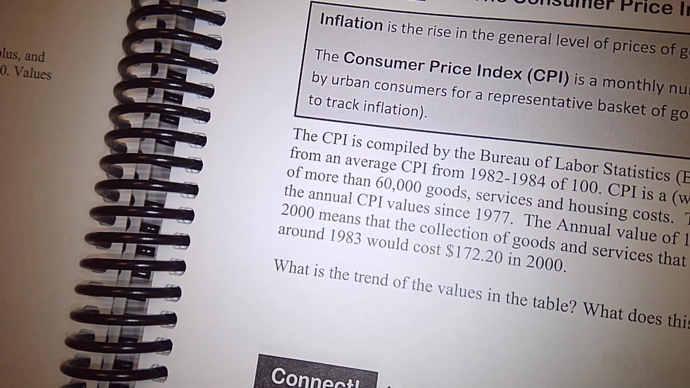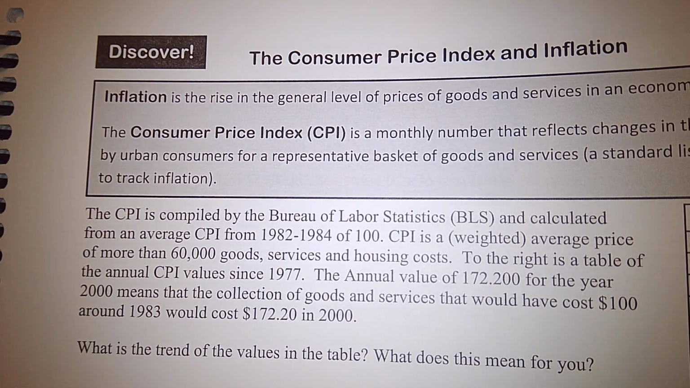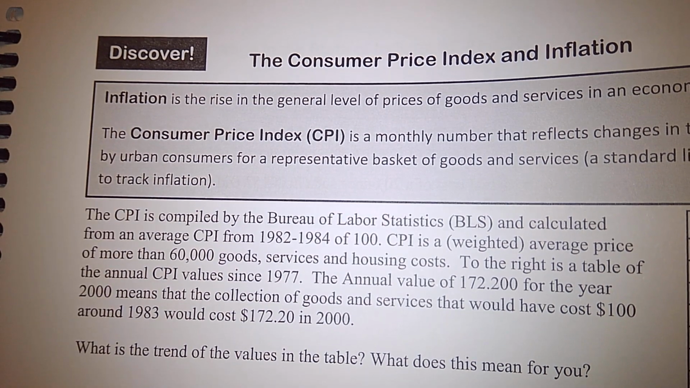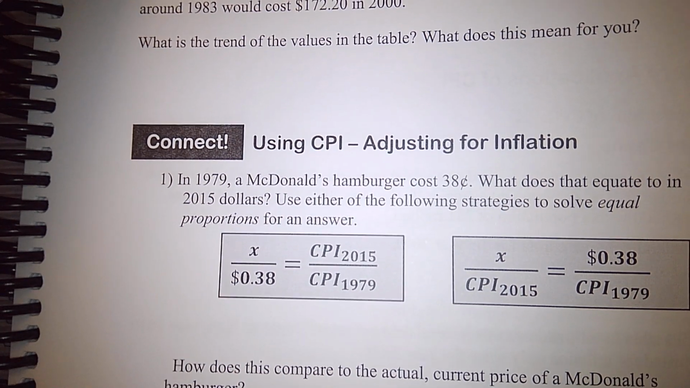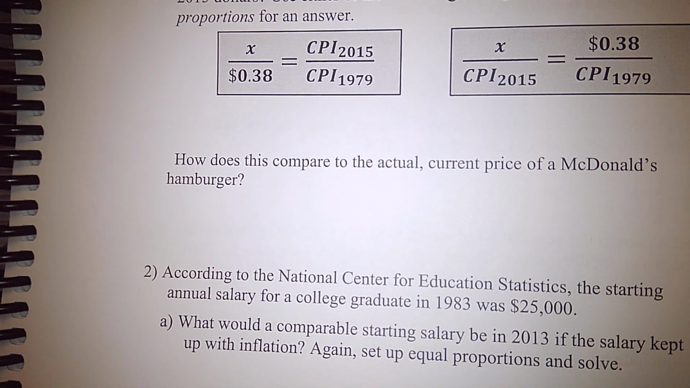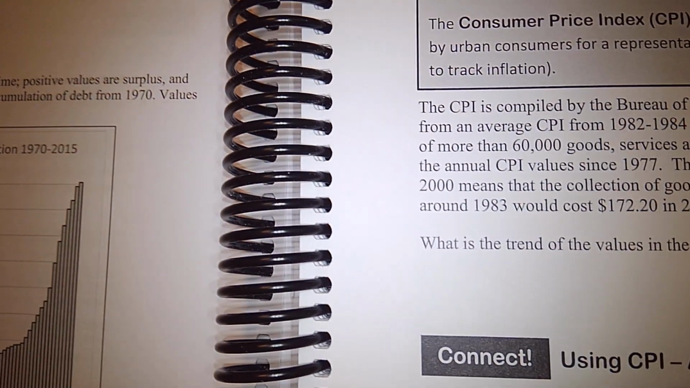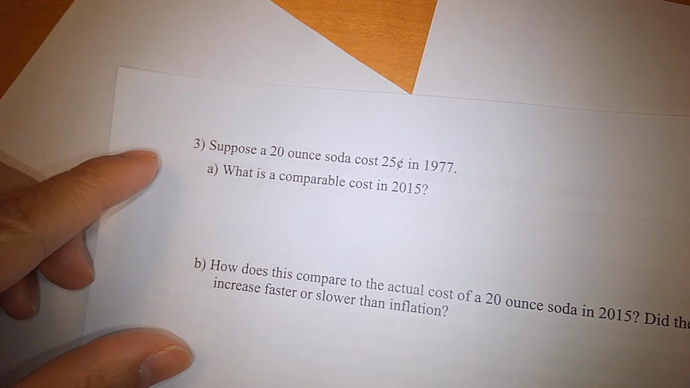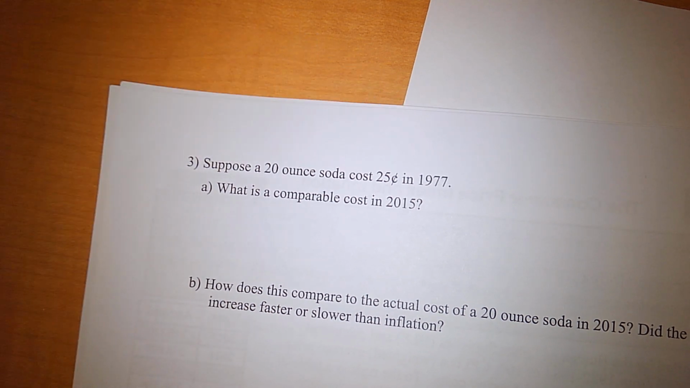Then let's move on to page 41. Page 41, we talk about the CPI. So the entire page 41: we will read the discover part, and also we'll work on the questions from the connect part, both question 1 and 2. And then on page 42, we do question 3, A and B. I believe that's it for section 4.